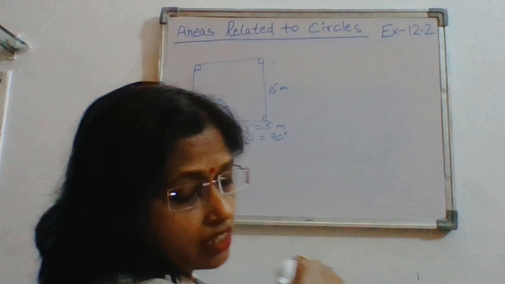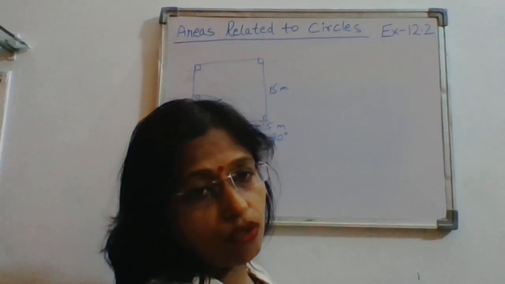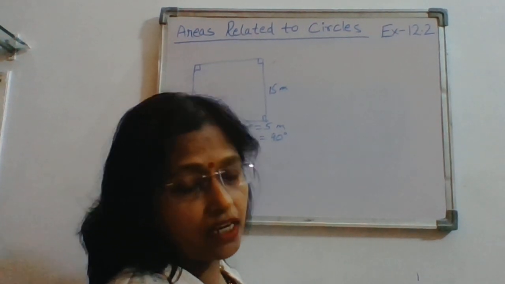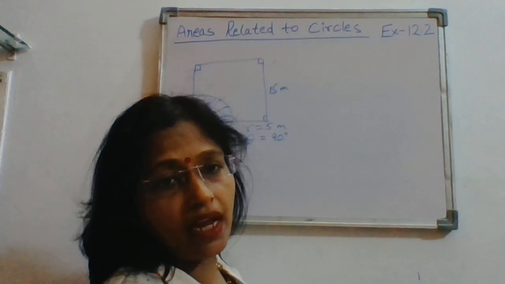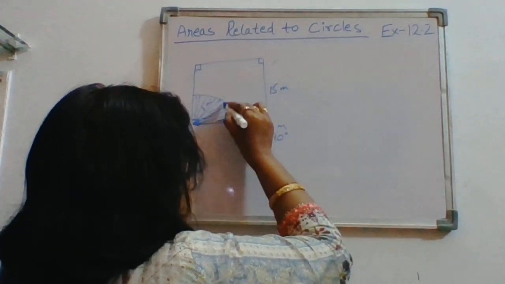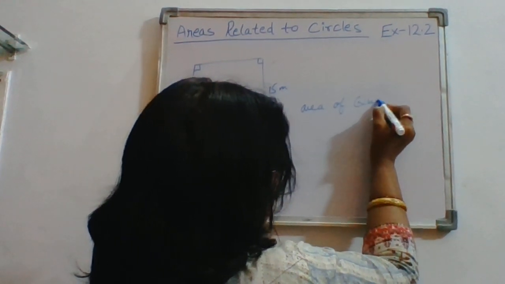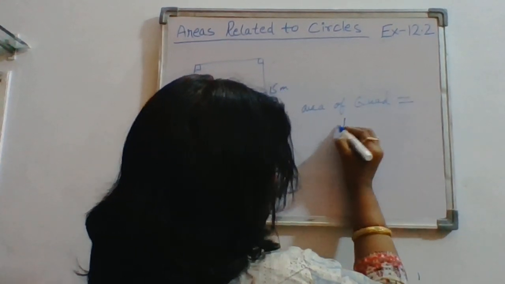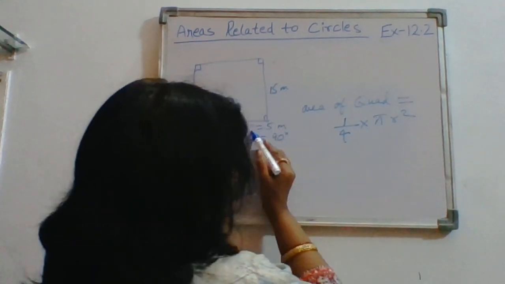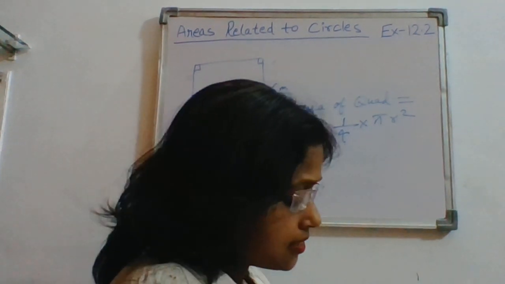So the area which the horse can graze will be your area of the quadrant, or you can say area of the sector also. Theta upon 360 into pi r square, and theta is 90, so 90 upon 360 is 1 by 4. So area of this quadrant will be equal to 1 by 4 pi r square, and r is 5, right? And pi you can consider 22 by 7.